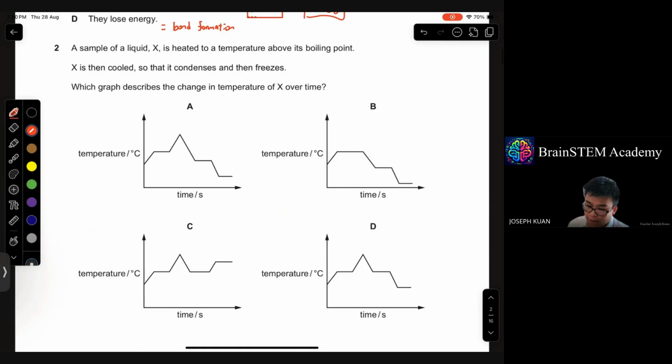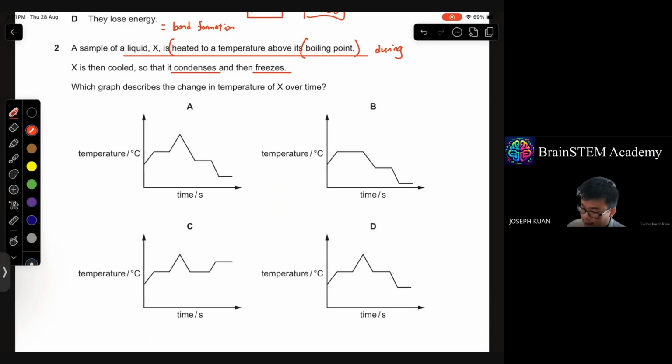Question 2. A sample of a liquid X is heated to a temperature above its boiling point. X is then cooled so that it condenses and then freezes. Which graph describes the change in temperature of X over time? Now, given that it is heated from a temperature lower than the boiling point, and during any state changes, for example boiling, condensation and also freezing, temperature actually remains unchanged. So we should expect to see three horizontal lines, given that this is a temperature-time graph.